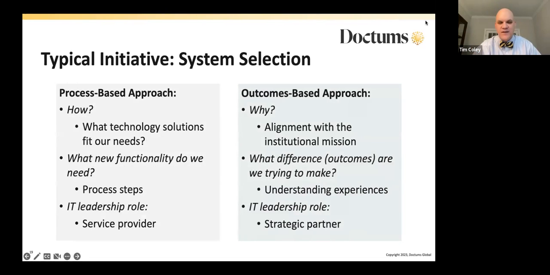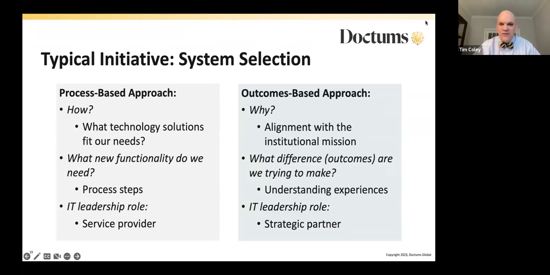I've worked a lot with CRM solutions. And so I just want to contrast that a little bit more. The process-based approach, as you're thinking about selecting perhaps a new system. Again, that process-based approach is, what technology seems to fit our needs? What's the functionality that we need? How will we modify our process steps? And we're the service provider to make sure we do this well.